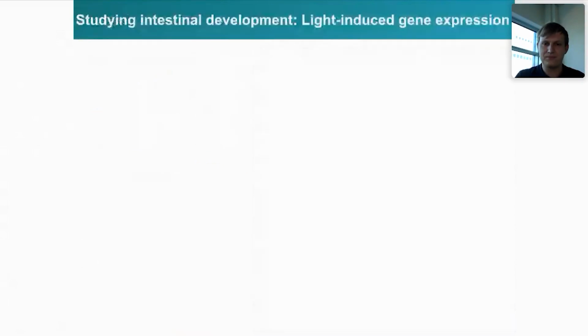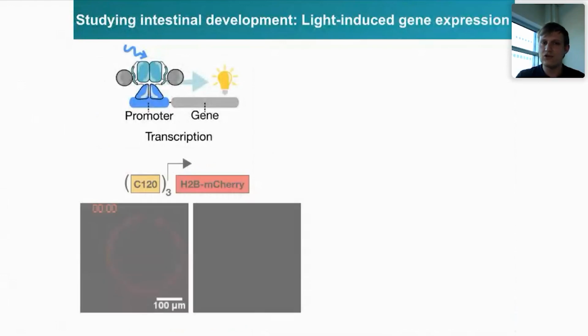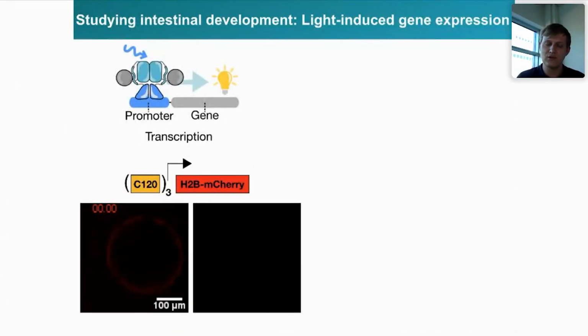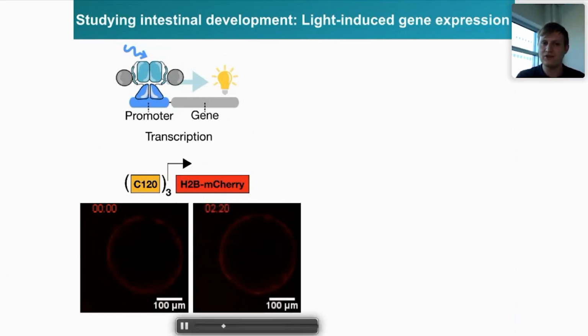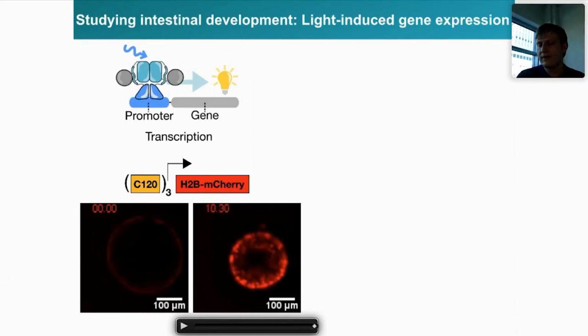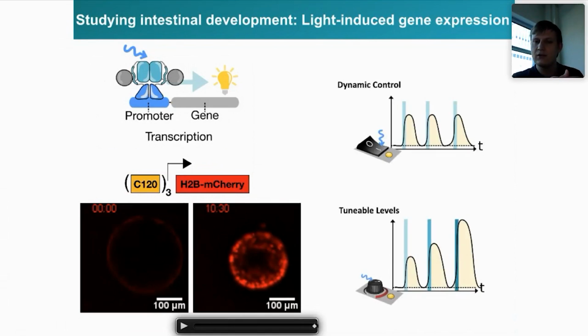Another system that I'm also working on is gene expression triggered by light. So I use light as an external trigger to activate gene expression. This is just shown here. It's a transcription factor that gets activated by light. And having light as an external trigger allows us to dynamically control signaling systems in intestinal organoids and all kinds of organoids, and allows us to tune the level at which we want to activate the system.